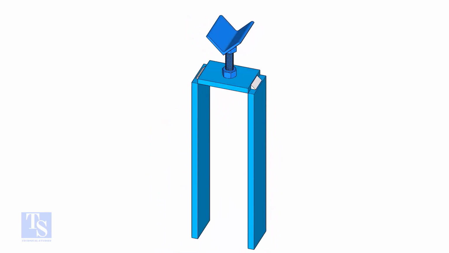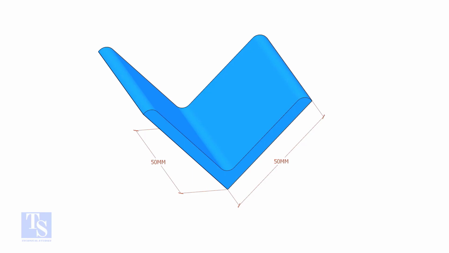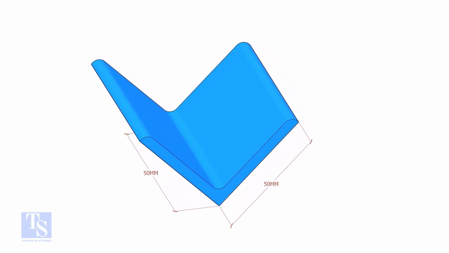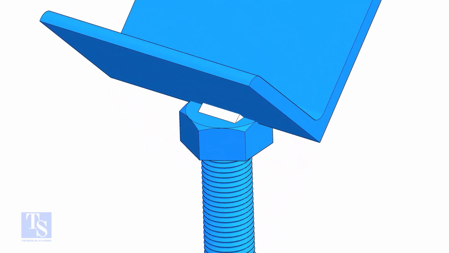To make this tool, we need a 1/2-inch dia, 3-inch long bolt with two numbers of nuts, and a 50x50 angle bar, 50 mm long. Tack weld the angle bar on the head of the bolt as shown.